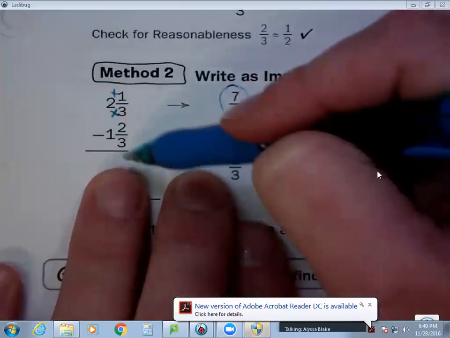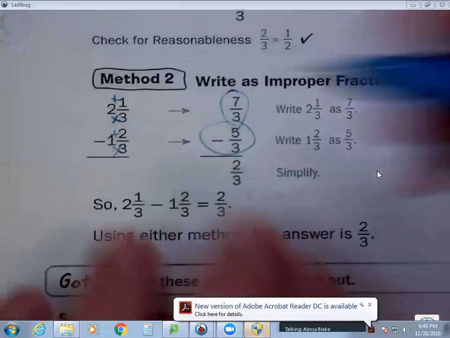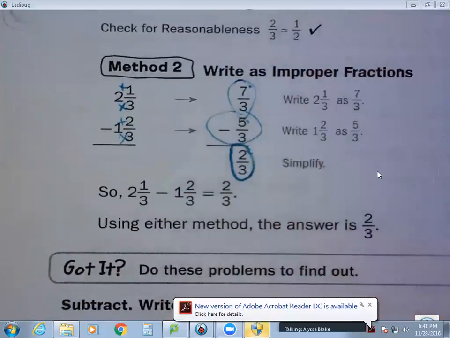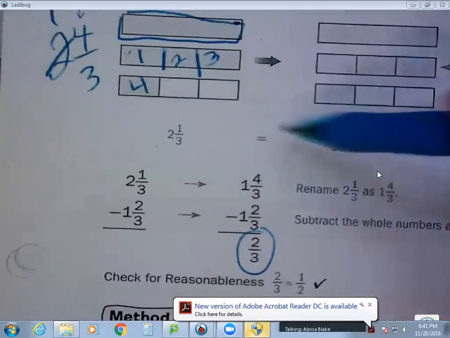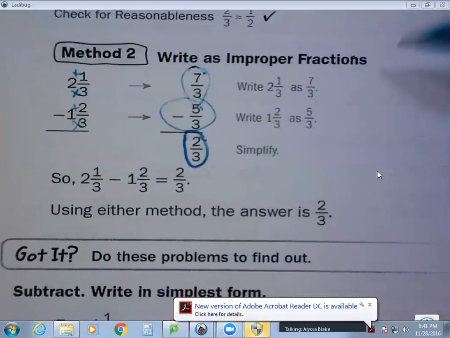So we're going to do 3 times 1 is 3. Plus 2 is 5, so I've got 5 thirds. And then we're going to subtract 7 minus 5 is 2, and we're left with 2 thirds. Okay? So either method, whether you did it up here, or you did it by reorganizing these and subtracting them, or if you did it using this method by writing them as improper fractions and then just simplifying it afterwards, they're both going to get you the same answer.